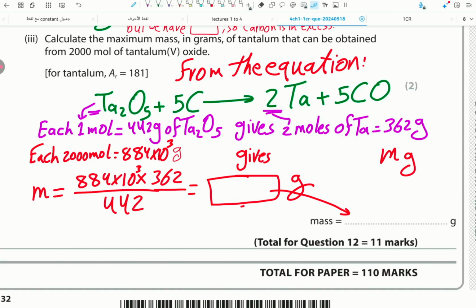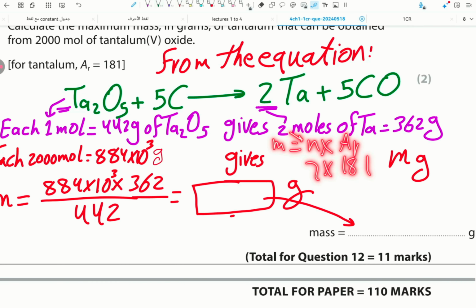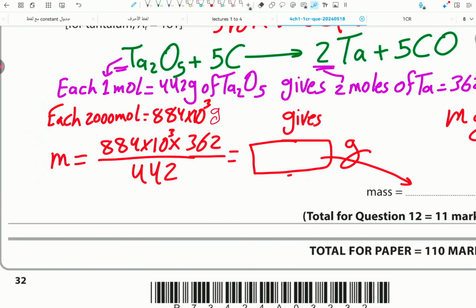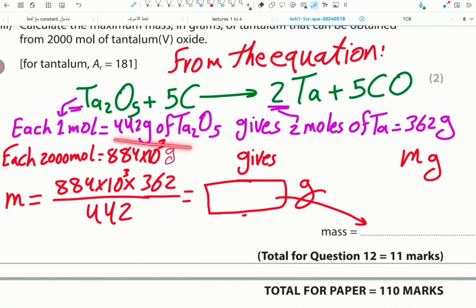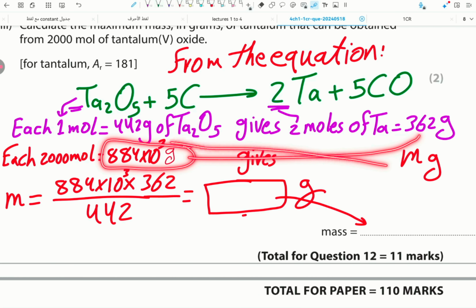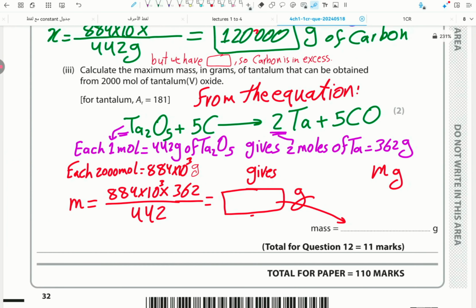Which is 362. Teacher, how do you know 362? Because, my friends, this is AR. Here, mass equals number of moles, which is 2, multiply AR, which is 181. So 2 multiply 181, this is the mass. So each 2,000 moles, how many grams do they make of tantalum? We cross multiply them. This one multiply this one over that one, as you see, and the number here is given, please calculate it and put it.